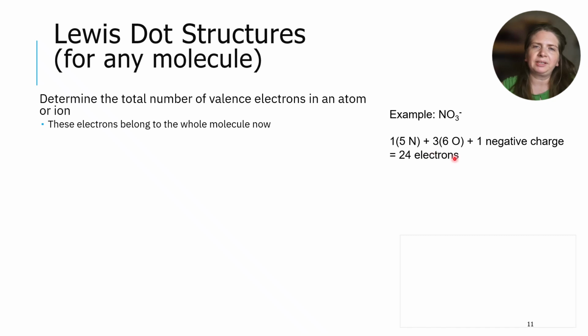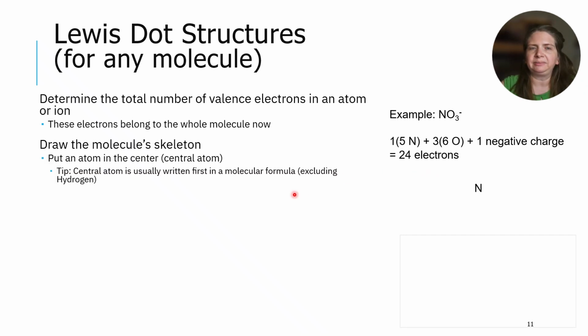Finally, because the ion has a 1- charge, we add 1 additional electron. That gives us a total of 24 electrons that must appear in the Lewis structure. Next, we draw the molecular skeleton. Nitrogen is the center atom because it is listed first in the chemical formula.